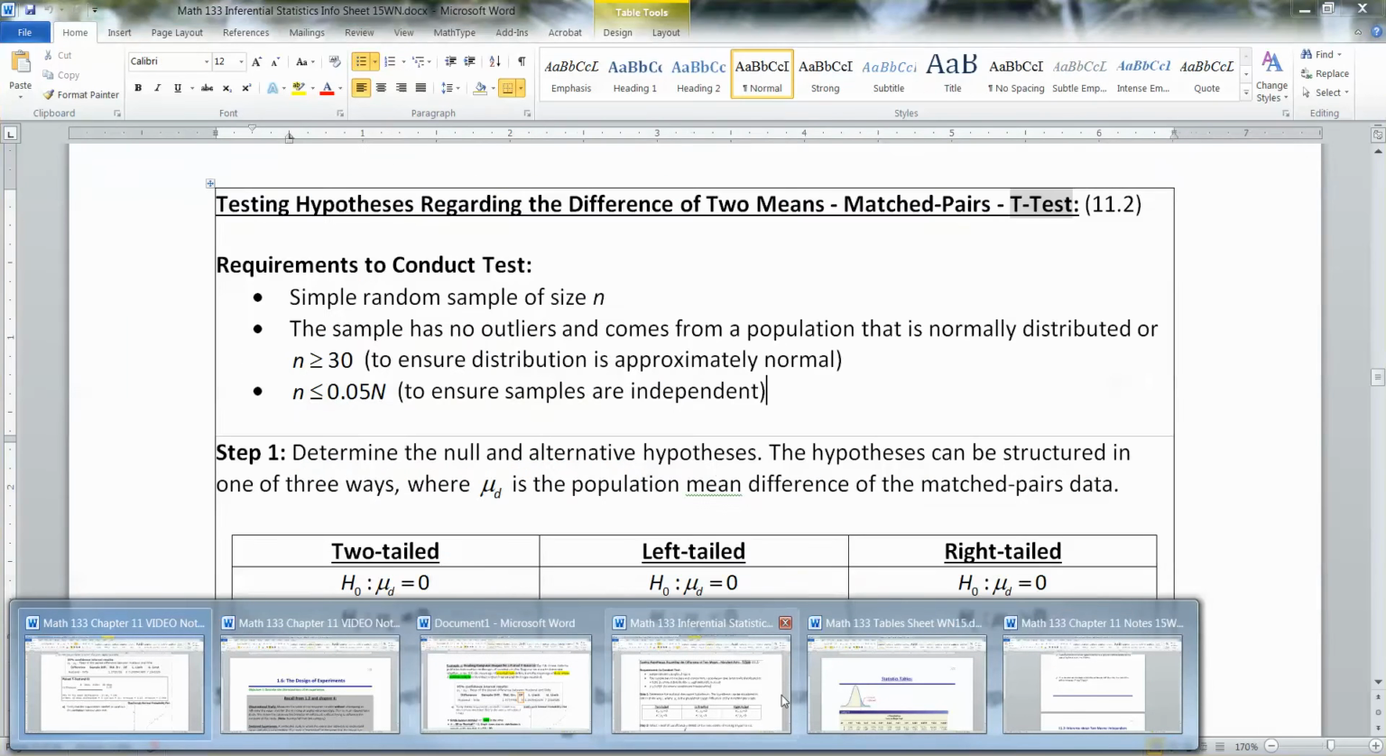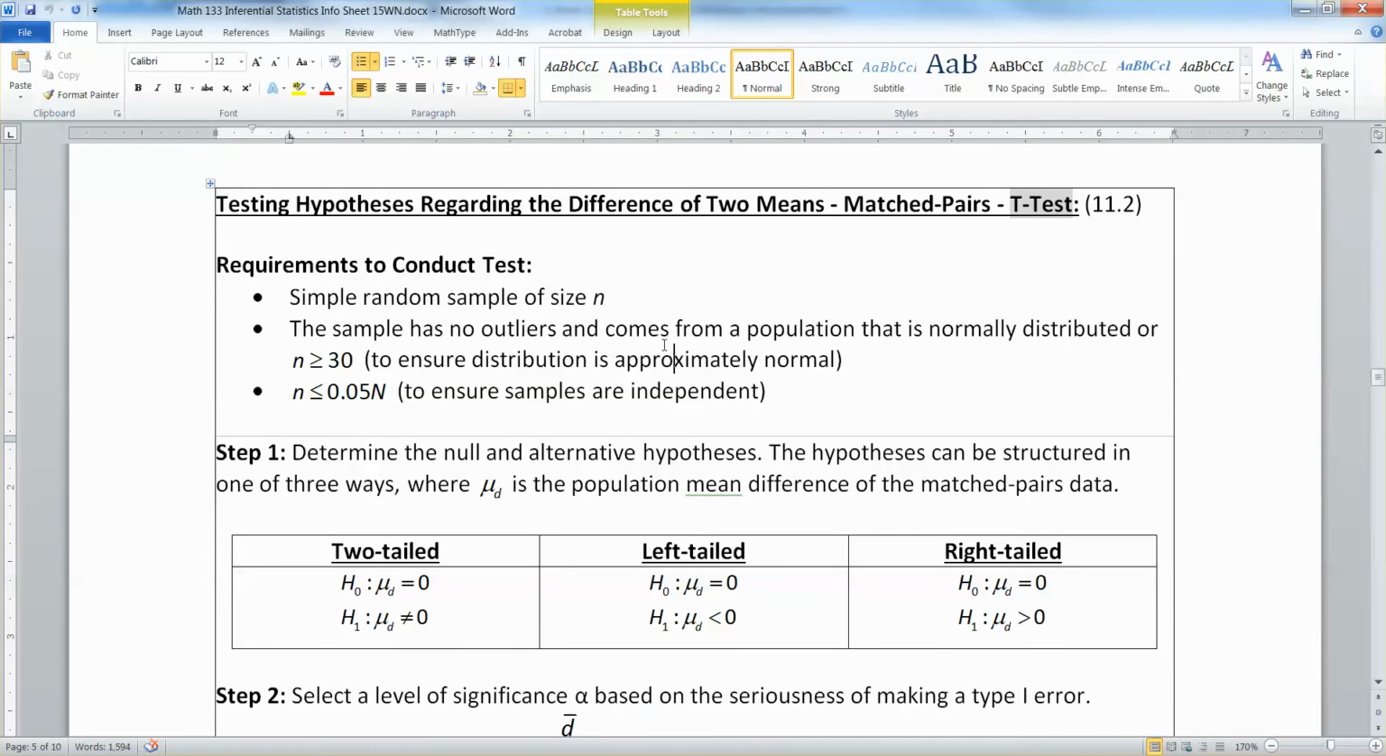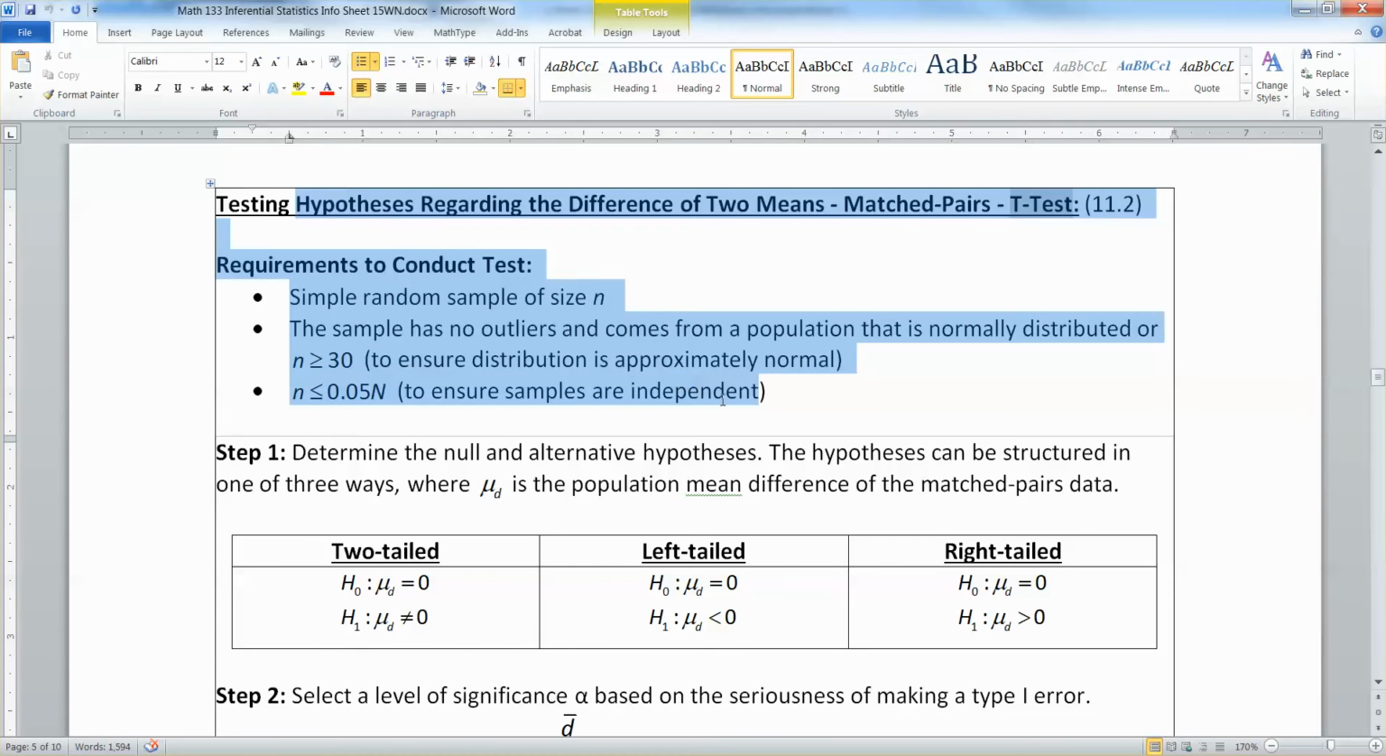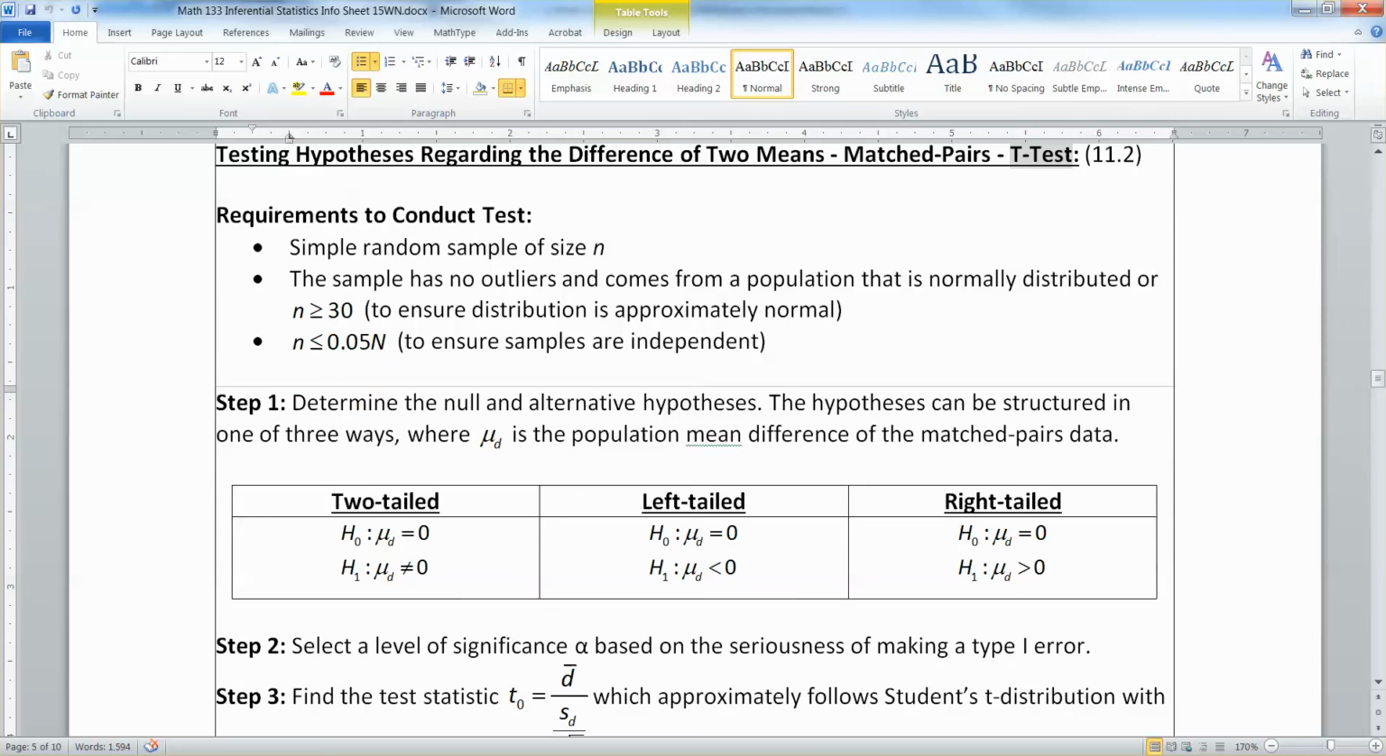The thing about the requirements for a confidence interval is that they're the same for making the test. So if you're creating either a confidence interval or hypothesis test for two means, matched pairs, then these are the requirements for either the test or the interval. Namely, you need a simple random sample of size n. You need the sample to have no outliers and come from a population that is normally distributed. And you need little n to be less than or equal to 0.05 capital N, so your sample size is less than 5% of your population size.